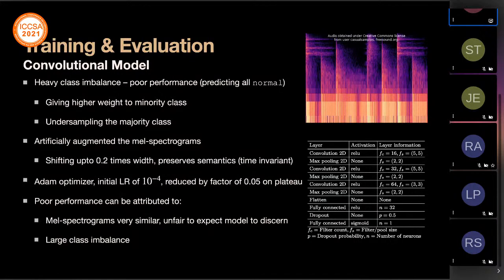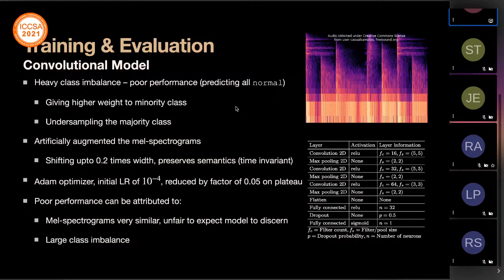This, in fact, performed very poorly, in which it was incentivized to predict all of the values as normal. So it's a completely useless model, even though the accuracy is high because there are more normal samples than COVID samples. It does not do well on the metrics that actually matter, which are precision and recall. To resolve this, we tried giving a higher weight to the minority class, that is, the COVID samples since there were few of them. The other approach we tried was undersampling the majority class, or the normal samples.